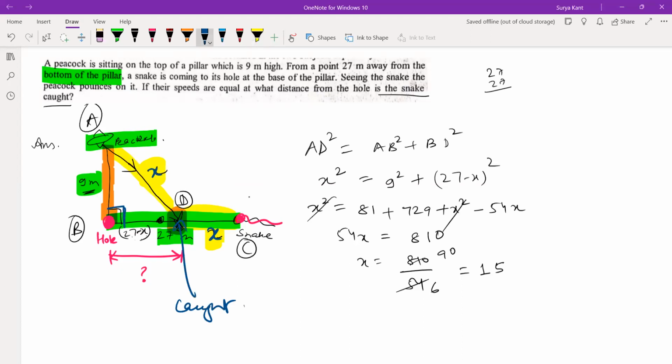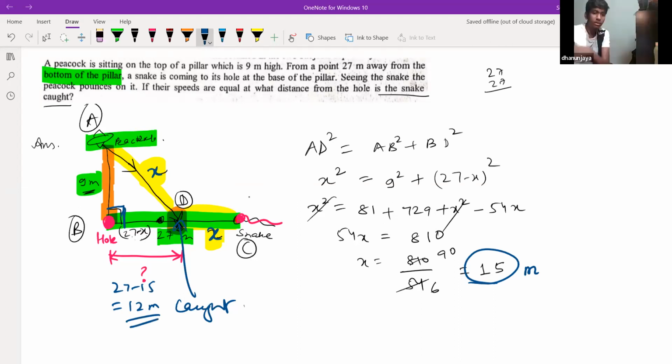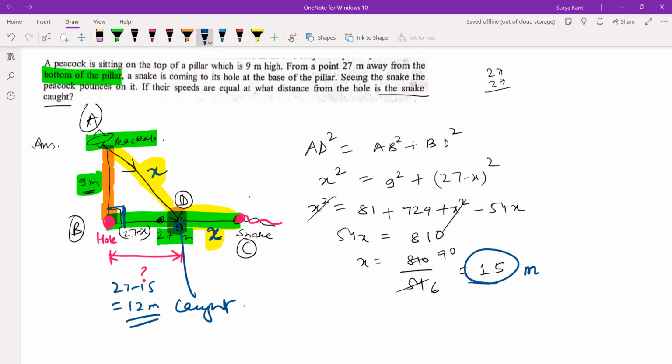So you can apply the Pythagoras theorem. You get the value of x as 15 meters. So now from the hole, 27 minus 15, that is 12 meters. Understood now, Dhananjay? Yes, sir. Interesting question was this. Next question.